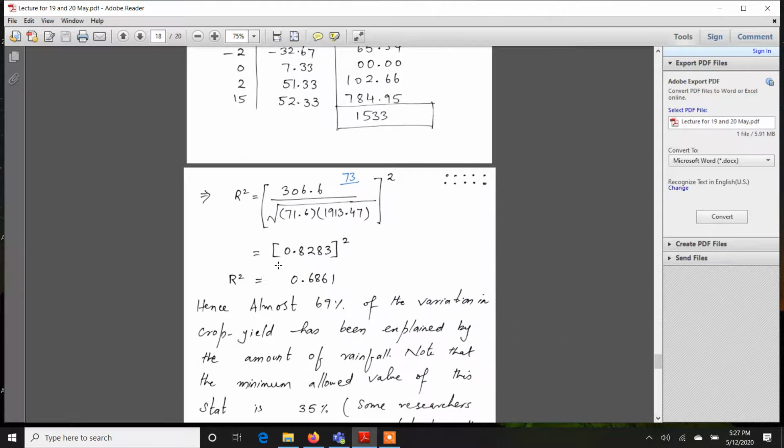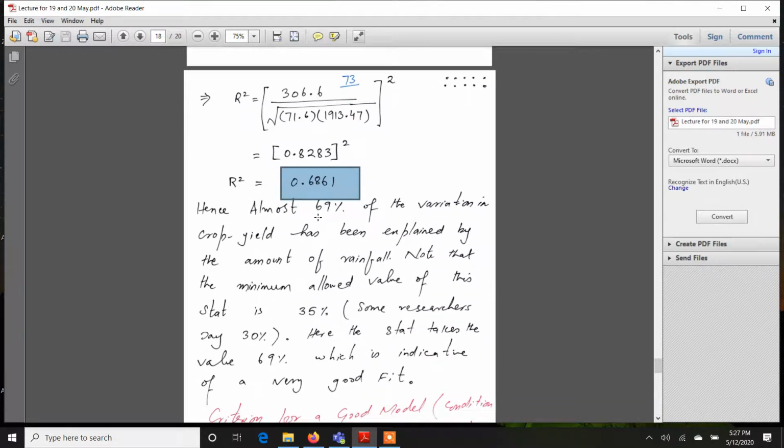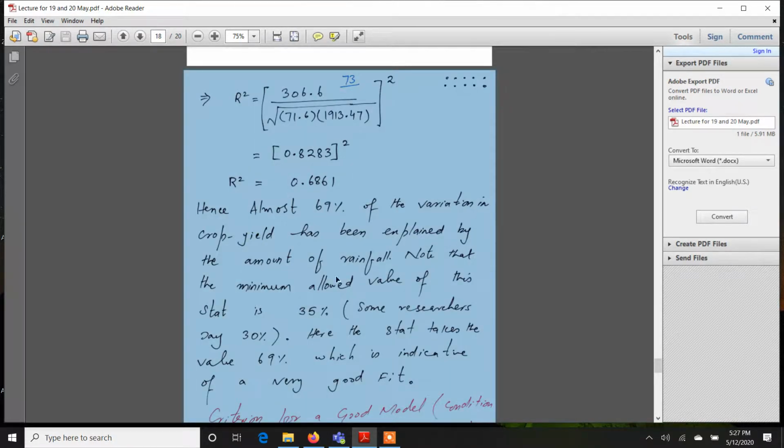Okay, so this particular value 0.6891 or approximately 69%, you will say approximately 69% of the variation in crop yield has been explained by the amount of rainfall, which means approximately 31% of the variation in crop yield is due to some other factors that are not rainfall.